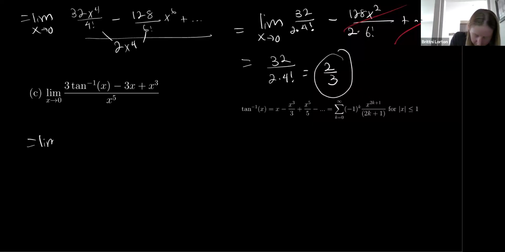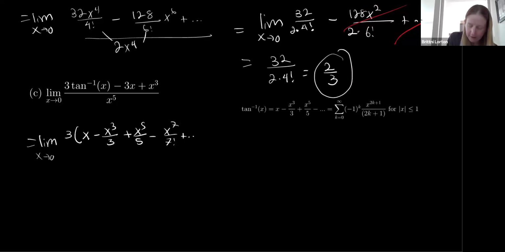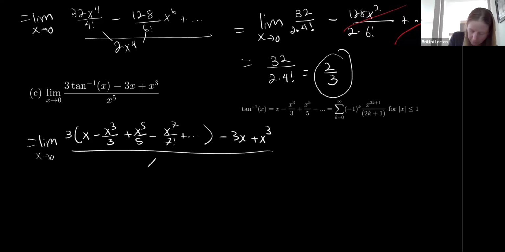So this will become the limit as x goes to 0 of 3 times tangent inverse, which is x minus x cubed over 3 plus x to the 5th over 5 minus x to the 7th over 7. Don't forget your dot, dot, dot. Minus 3x plus x cubed, all over x to the 5th. Pause, distribute, combine your like terms.